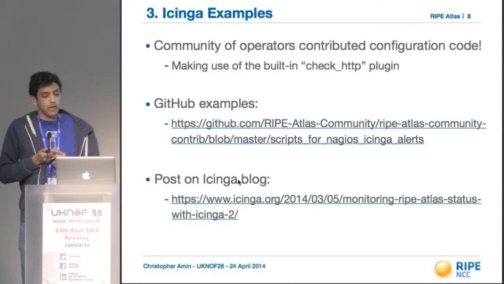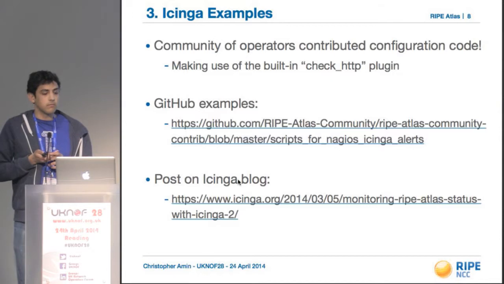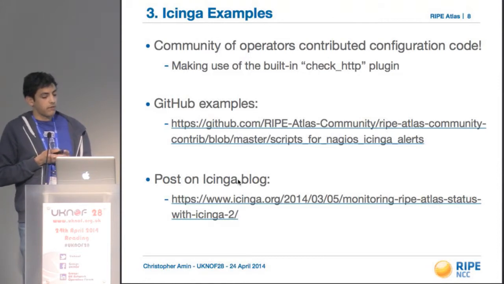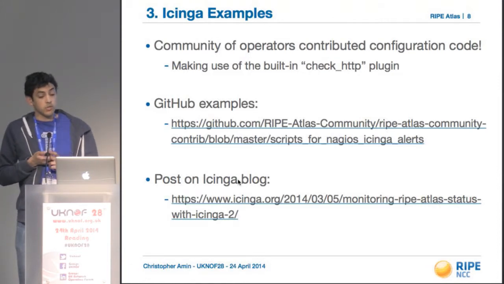So we already have a few community contributed examples of how to integrate this into Icinga and Nagios. You could probably roll your own very easily. You basically use the check HTTP plugin. You can see a couple of URLs there, and a post on the Icinga blog as well about how to use it.